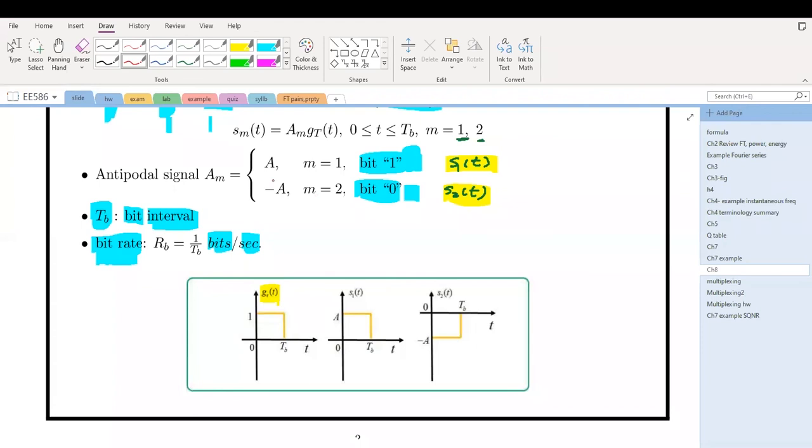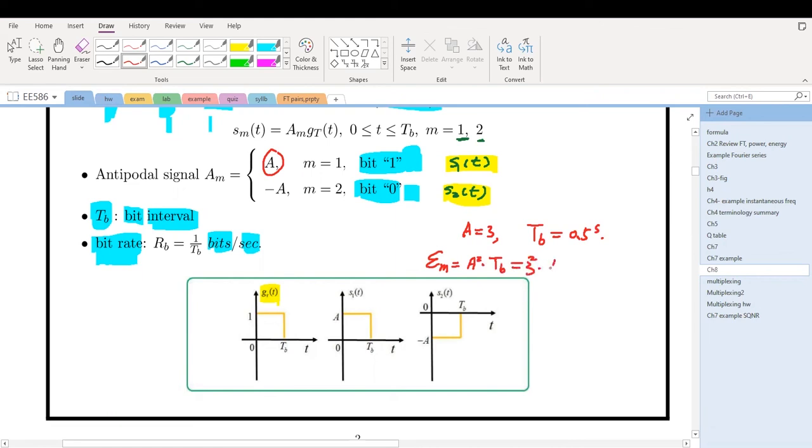Next, let's look at an example where A equals 3, the magnitude equals 3, and T_B equals 0.5 second. What's the signal energy in the waveform? The signal energy for each waveform equals A squared multiplied by T_B, 3 squared multiplied by a half, which equals 4.5 joules. And this is also equal to the energy per bit because only 1 bit of information is transmitted here.